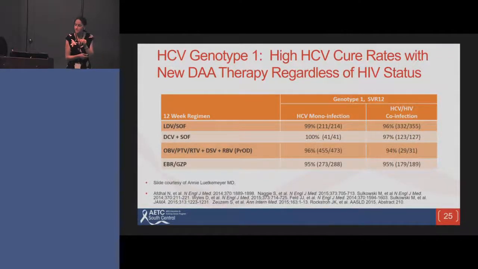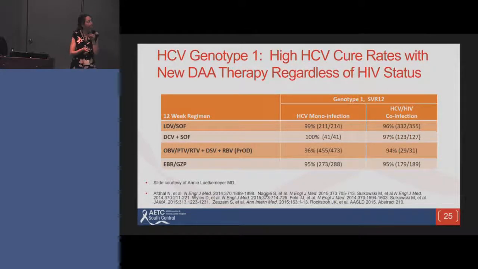And you can see the response rates are tremendous. They are very similar, 95 to 100% for all of these regimens, with no real differences between monoinfected and co-infected patients. So this is a dramatic improvement over the interferon era, when HIV co-infected people responded at a much lower rate.